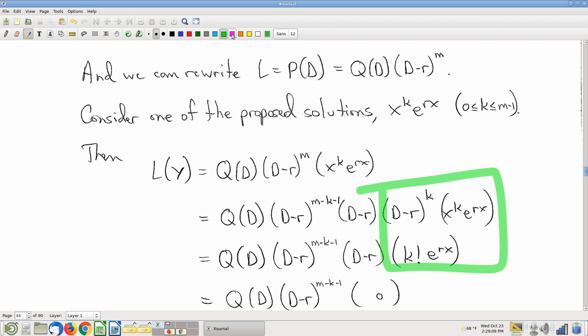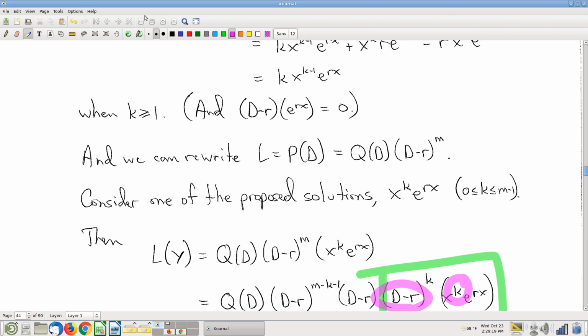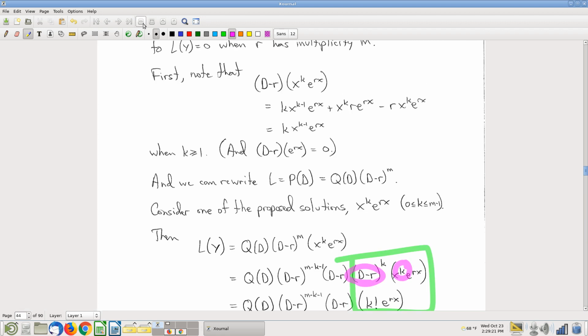What does D minus r do? D minus r kills factors of x. That's what we showed up here. D minus r kills a factor of x. I've got k factors of D minus r here, and I've got k factors of x. So each one of these D minus r's cancels with one of these factors of x. The k factors of x disappear after these k factors of D minus r. So all of those are gone.